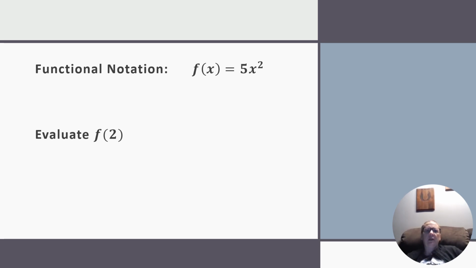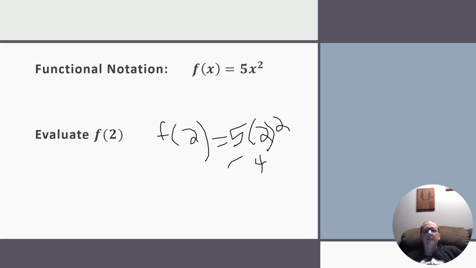Now, these problems are going to ask you to evaluate the function at a particular point. So it's saying evaluate f of 2. So in other words, it's asking you to put 2 where the x is each time. So this would be 5 times 2 squared. 2 squared is 4, times 5 is 20. So that's how you would evaluate f of 2. All right, we'll go to our example next.